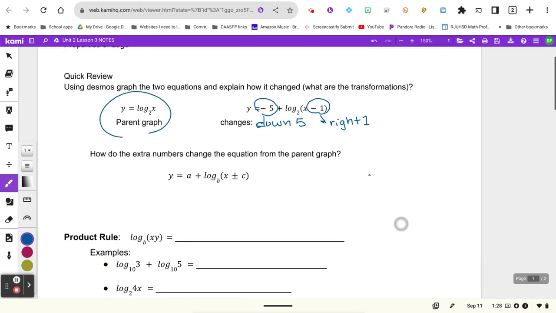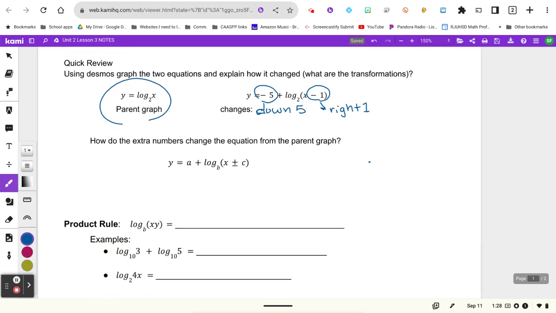Okay. How do the extra numbers change? Basically, this one tells you if you're going to go up or down. These are going to tell you if you're going to go to the left or to the right.